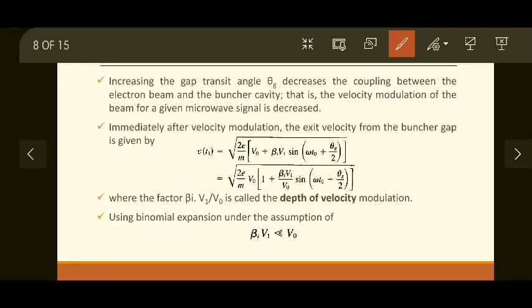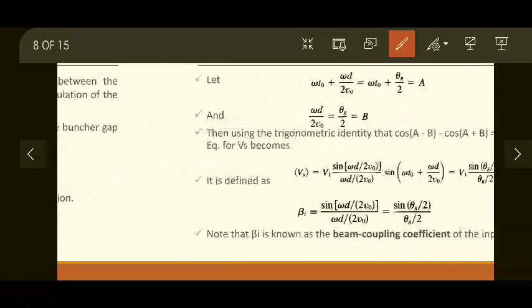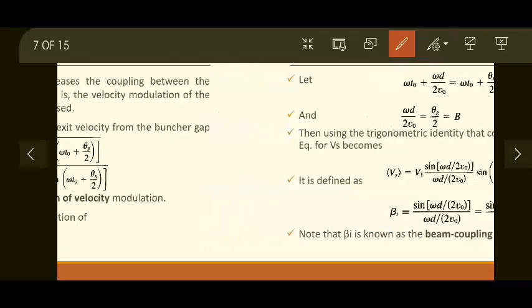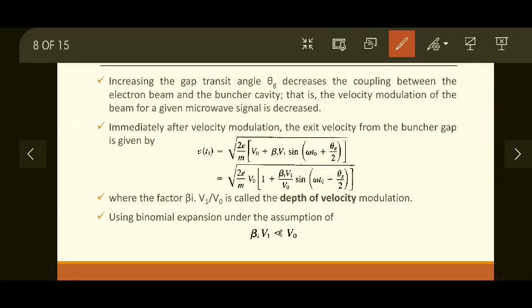Increasing the gap transit angle theta g decreases the coupling between the electron beam and the buncher cavity. Obviously, if we increase theta g, then the beta I value will decrease because theta g is also in the denominator, along with the sine trigonometric function. So if we increase theta g, the beam coupling coefficient will decrease, and beam coupling indirectly will decrease.